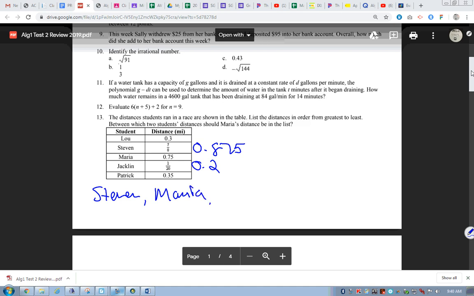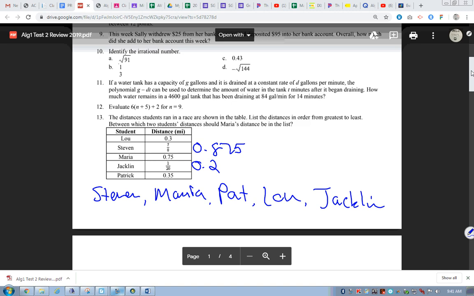Okay, after that, it looks like Patrick with 0.35. Then you have Lou, right, with 0.3. And then finally, we have Jacqueline. Okay. List the distances. I didn't list the distances, but the distances are there. You guys can see that. You can put their names under there.